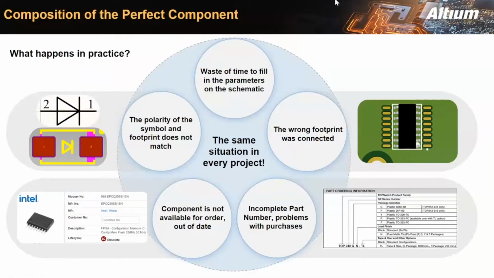What happened in practice? Do all components have similar composition? Quite often, designers encounter the following situation when creating a symbol. The parameter data is not complete.